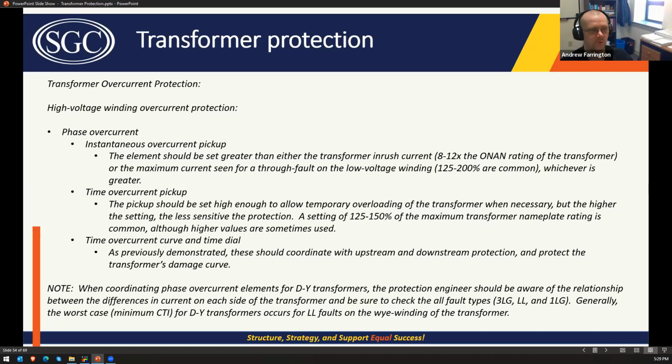So when you're trying to coordinate high side and low side phase overcurrent elements for a delta-Y transformer, you've got to check those phase-to-phase faults. It's really, like we talked about during the Aspen One-Liner classes, just good practice to check all different fault types in general, because sometimes the relaying doesn't behave as you'd expect.